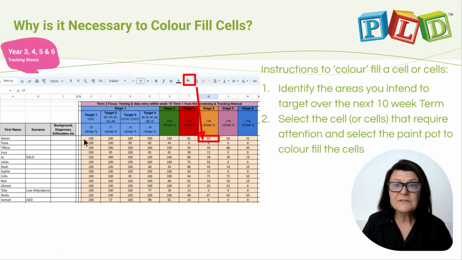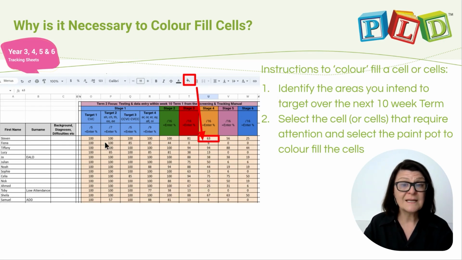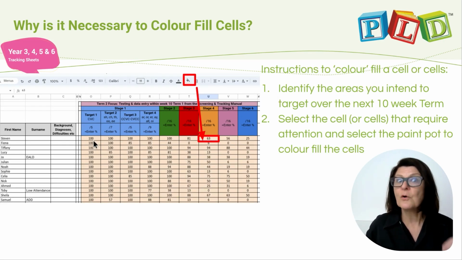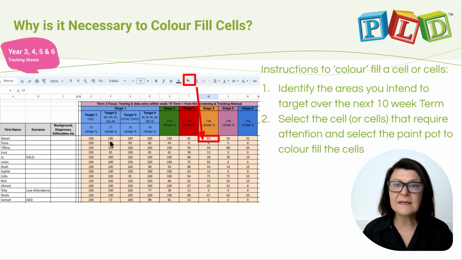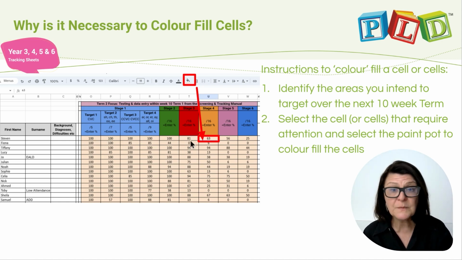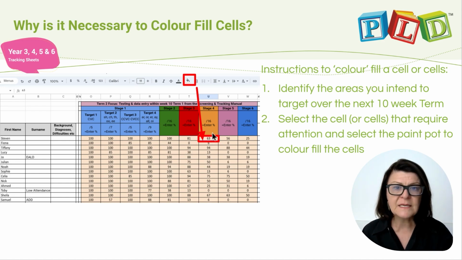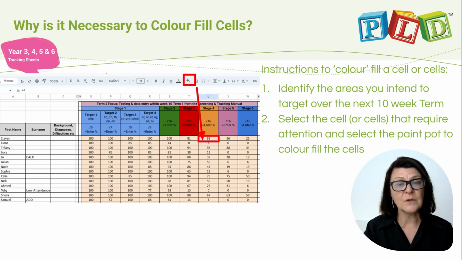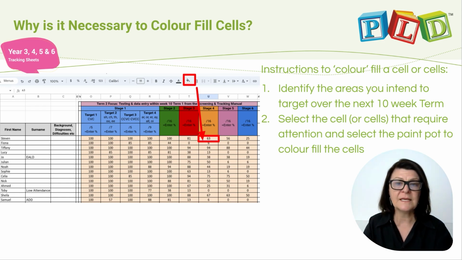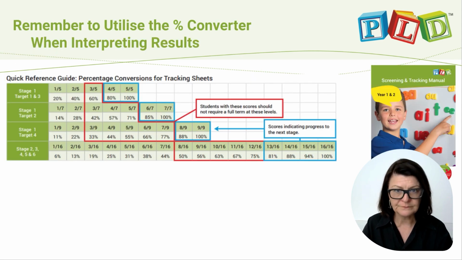So identify the area that you intend to colour code and also teach: 100%, 100%, 100%, 100%, 100%, 81%, 63%, right. That's where things dip. I'm going to select that cell and the colour fill process, and that is going to communicate what I'm going to teach over the coming term. Also utilise your percentage converter.